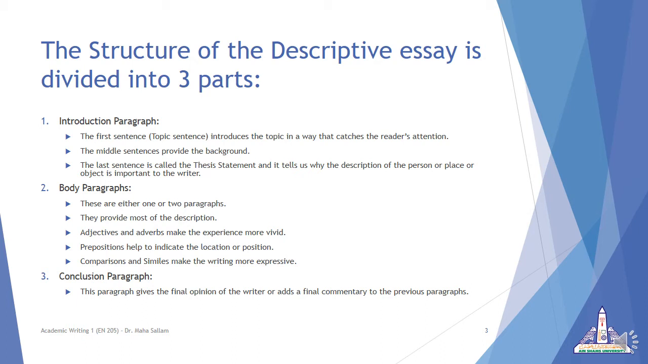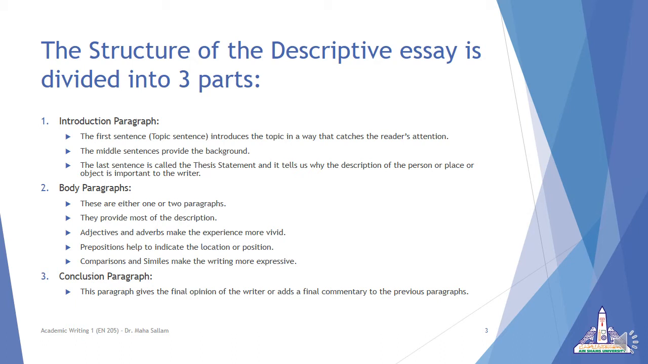Also, we can have similes. We can have similes when you say somebody is as shy as a mouse, for example, or somebody is as quiet as a kitten, or someone is as beautiful as a flower, or something is as bright as the sun. Similes are often used when we are talking about descriptive essays, and usually they are used in the body paragraph of the essay.